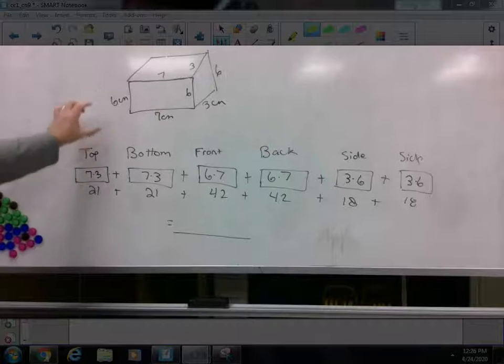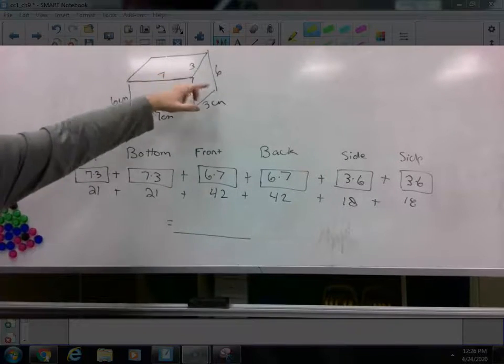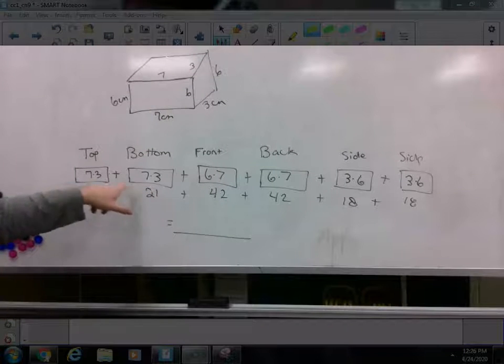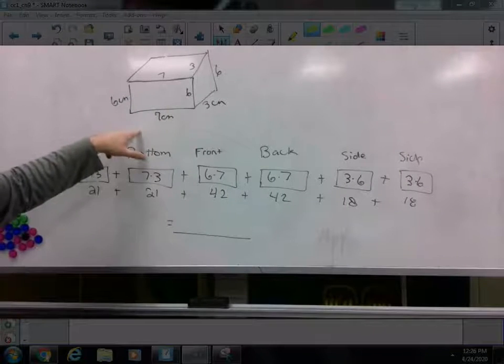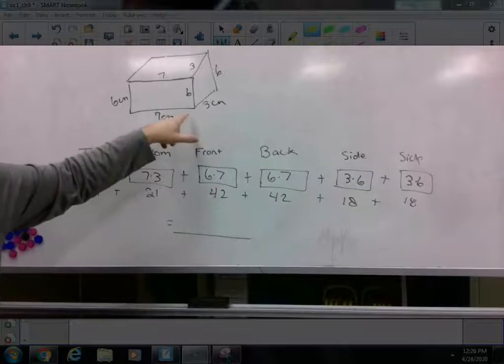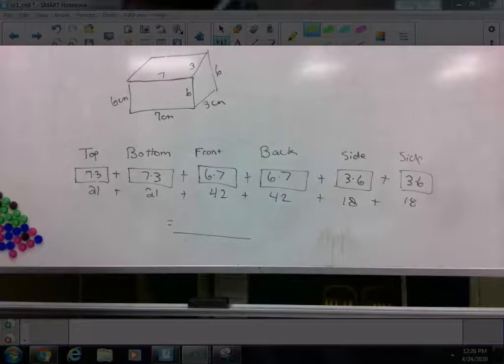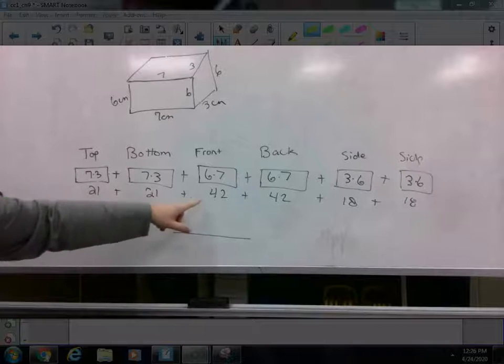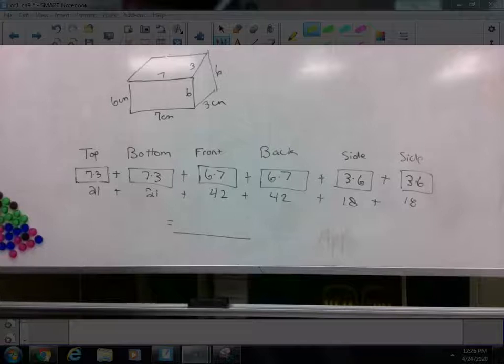So if I'm finding the area of the top, it's 7 times 3. 7 times 3 is both the top and the bottom. The front and the back are both 6 by 7, so the area is 6 times 7. And the 2 sides are 3 by 6, so the area is 3 times 6. When we multiply, we find that the top and bottom both have areas of 21. The front and back both have areas of 42. And the 2 sides both have an area of 18.